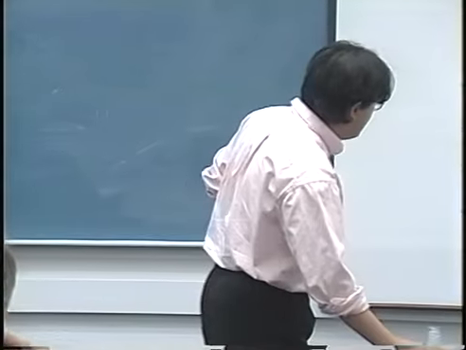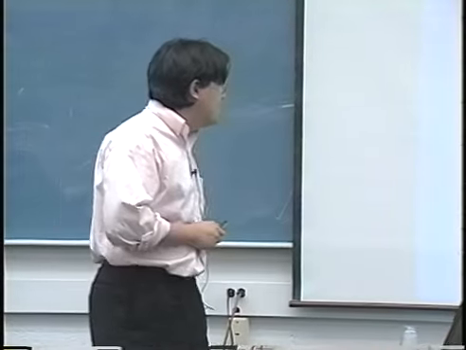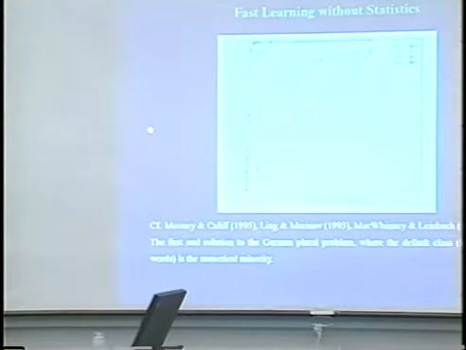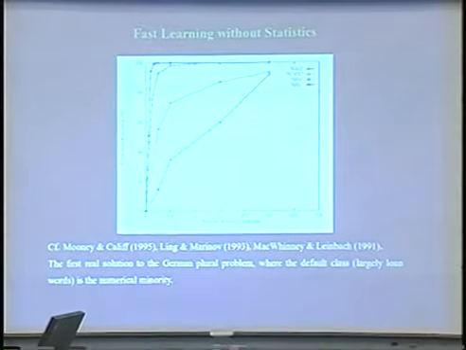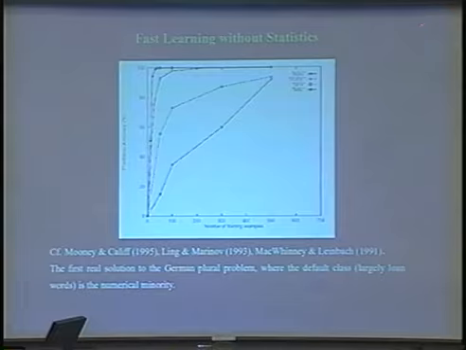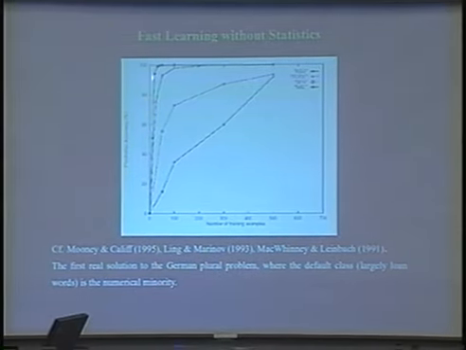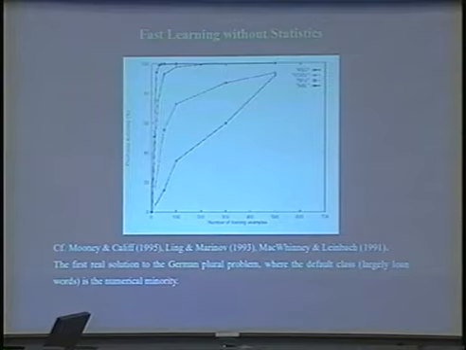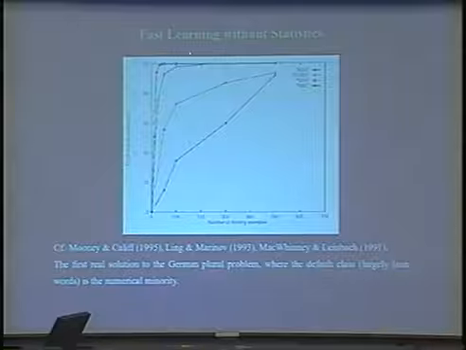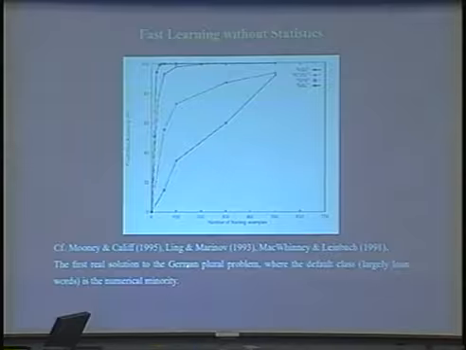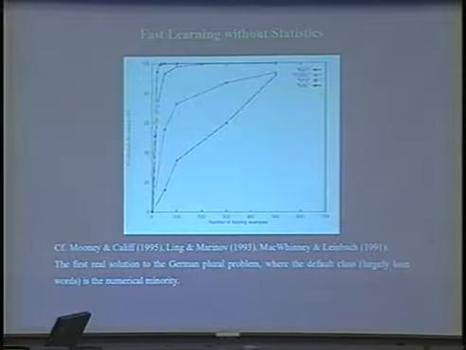All right. So this also poses, I think, the first real solution to the German plural problem, where in German the default class is actually the numerical minority. But here, since the rules are some sort of high order description of coverage of its scope, I believe it's quite possible to learn the default rule, star S in German in particular, based on a few number of examples. And this hasn't been done yet.